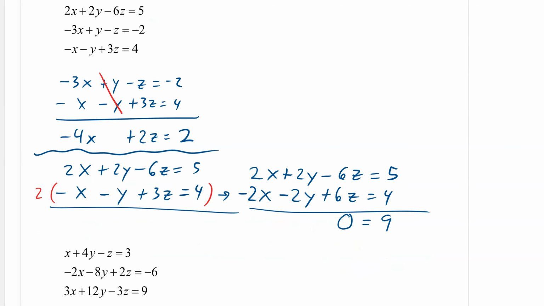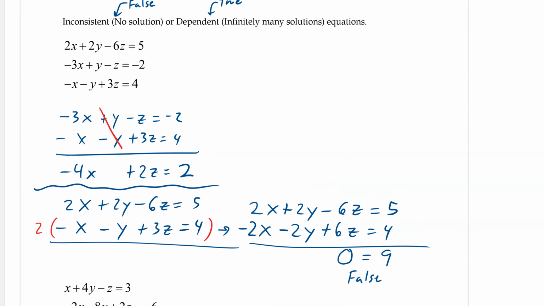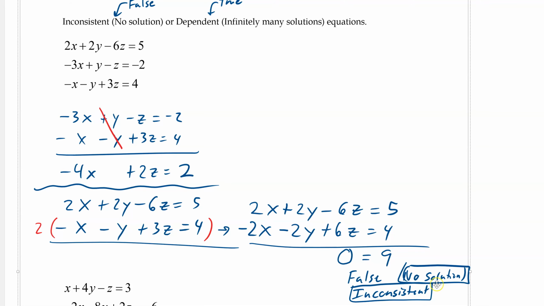So does 0 equal 9? No, that is false. So since it is false, we know it is no solution. The system is inconsistent. You can either say no solution or you can say inconsistent. They both go together. If they say solve, you would say no solution. If they say is it inconsistent or dependent, you would say inconsistent.